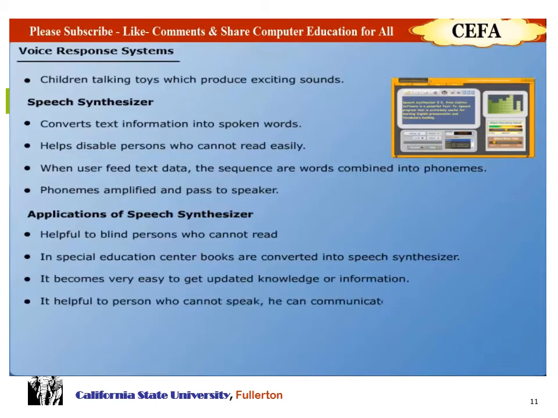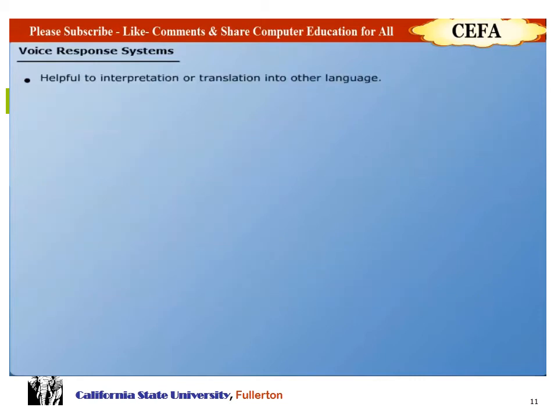It is helpful for people who cannot speak, either with vocal problems or those who cannot communicate effectively. For example, a person with a disability can simply type the information and the speech synthesizer converts it into spoken words for him. A speech synthesizer is also helpful for interpretation or translation into other languages. The program converts entered text into spoken words in any selected language.